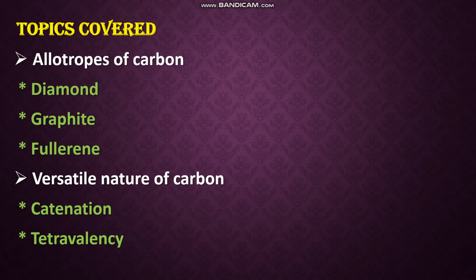Today we have learned the allotropes of carbon, mainly three allotropic forms: diamond, graphite and fullerene. The structures of these compounds we learned, their properties we learned. Next we learned the versatile nature of carbon. Why does carbon form such a large number of compounds? The main reason for that is catenation and tetravalency. We learned what is meant by catenation and what is tetravalency.